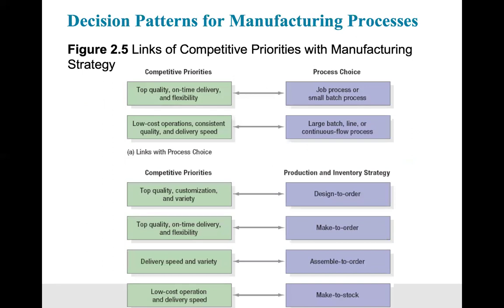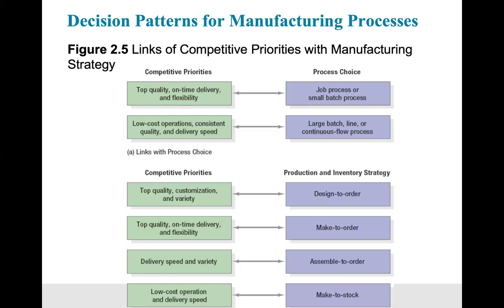Okay. Now, the last thing I'll talk about and then end this video has to do with how do we link your competitive priority to the process choice? Okay. Remember, competitive priorities differ from company to company and from industry to industry. Now, depending on the nature of the company's competitive priority, there are specific process choices that make the most sense. Okay. Now, let's look at the first one here. Companies that focus on top quality, or on-time delivery, or on being flexible to the needs of the customer, typically would focus on a job process.